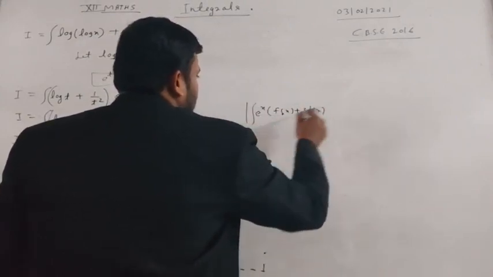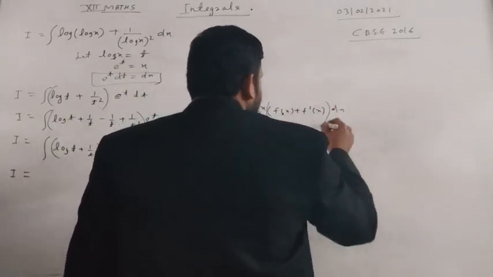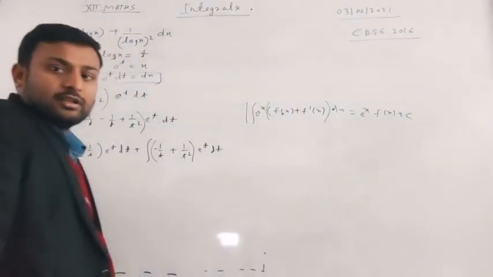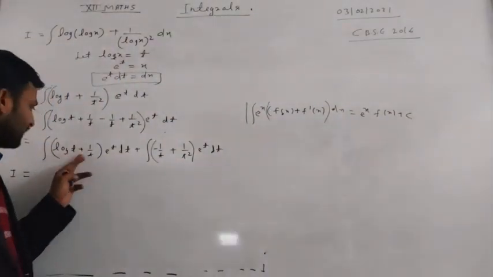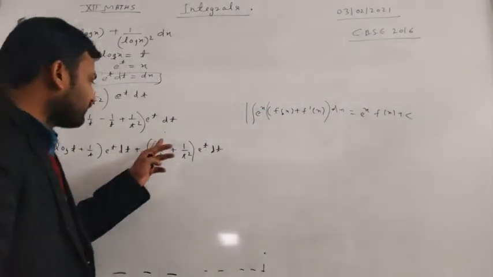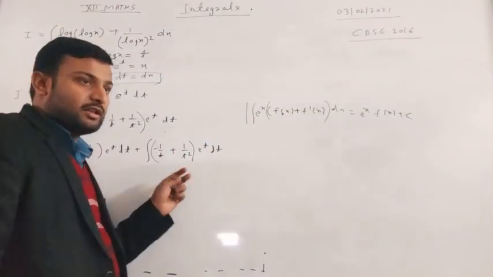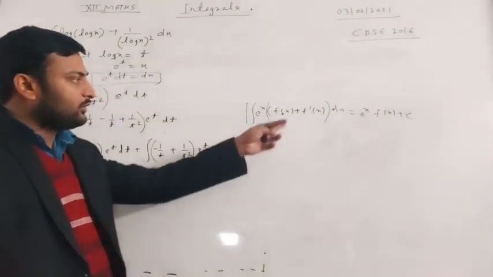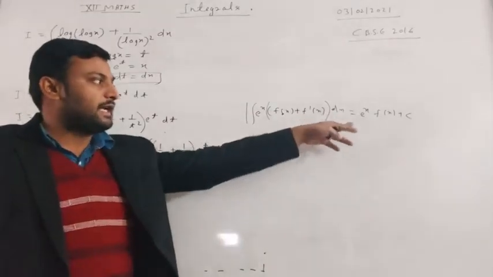We know the identity that the integration of e to the power x (f(x) plus f dash(x)) dx can be written as e to the power x f(x) plus c. The same we see here: this is log t, and its differentiation is 1 by t; and this is minus 1 by t, whose differentiation is plus 1 by t square. So we can use this formula.